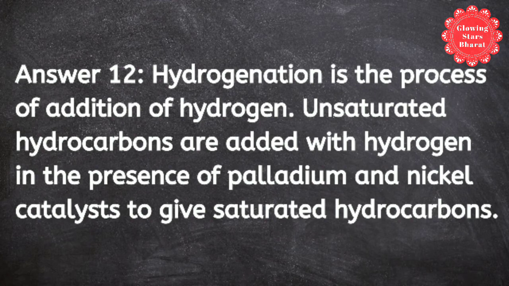Hydrogenation is the process of addition of hydrogen. Unsaturated hydrocarbons are added with hydrogen in the presence of palladium and nickel catalyst to give saturated hydrocarbon. Industrial application: the process of hydrogenation is used to prepare vegetable ghee from vegetable oil. A vegetable oil reacts with H2 in presence of nickel and heat to give vegetable ghee.